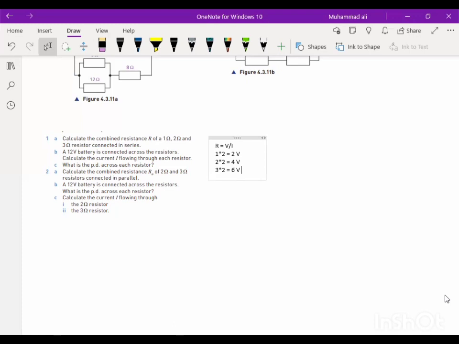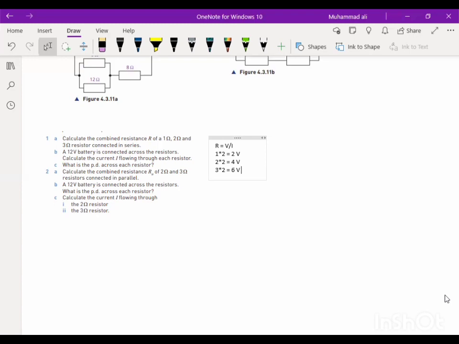Then we have a 12-volt battery connected across the resistors. What is the potential difference across each resistor? We know potential difference is going to be the same, right? So R equal to V upon I. So overall resistance is 1.2 and overall current is what? Overall current is not known. Oh, sorry, they're asking for the potential difference across each resistor. So you don't have to calculate, right? We know it's going to be the same across each, so the answer is 12 volts.